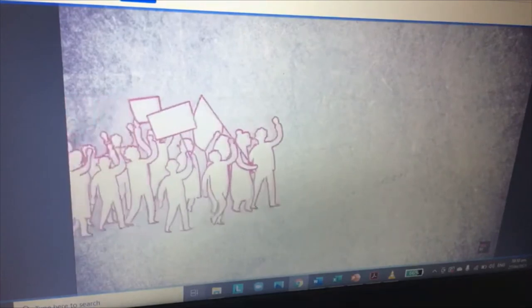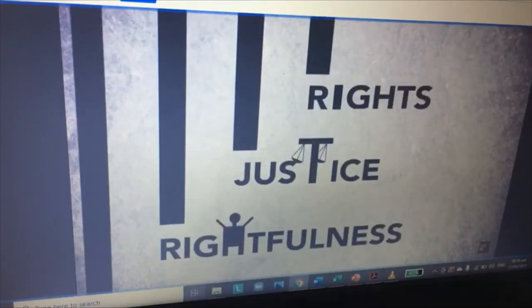The history behind the concept of human rights is a long one. Throughout the centuries and across societies, religions, and cultures, we have struggled with defining notions of rightfulness, justice, and rights.